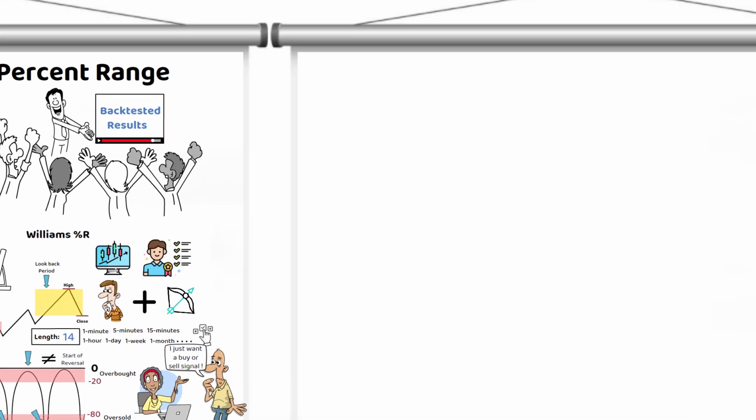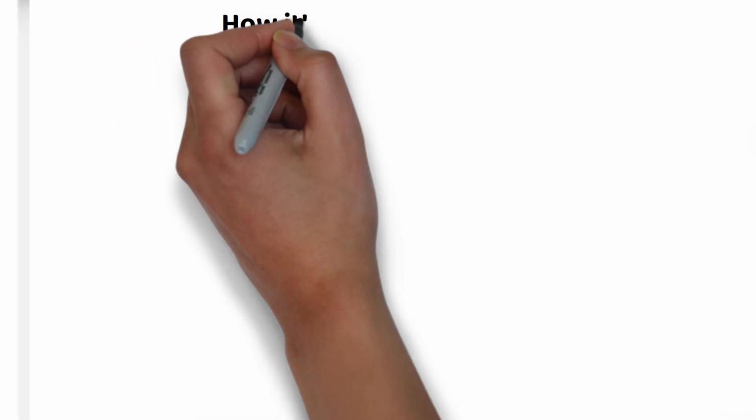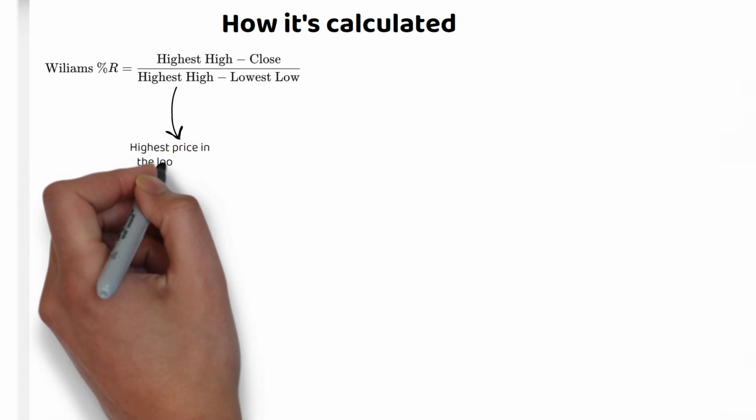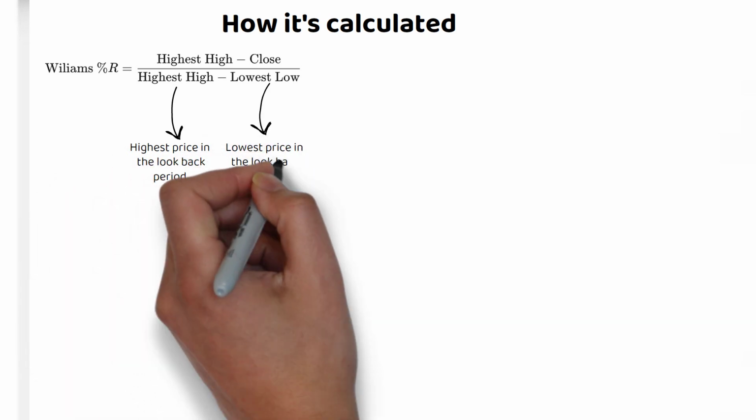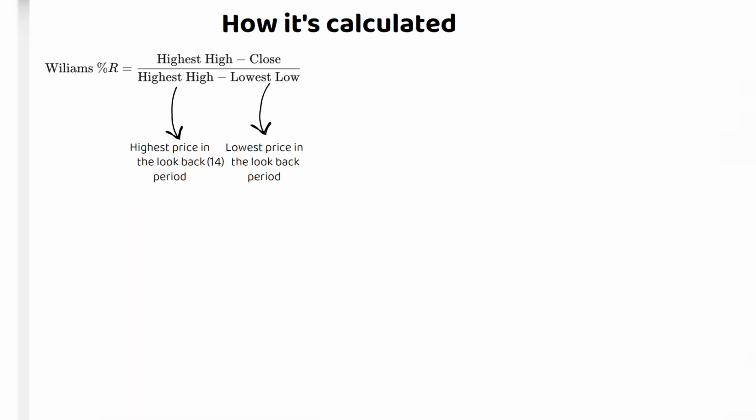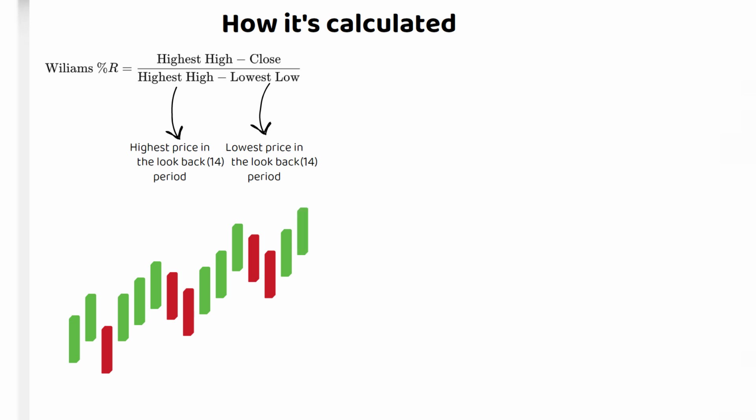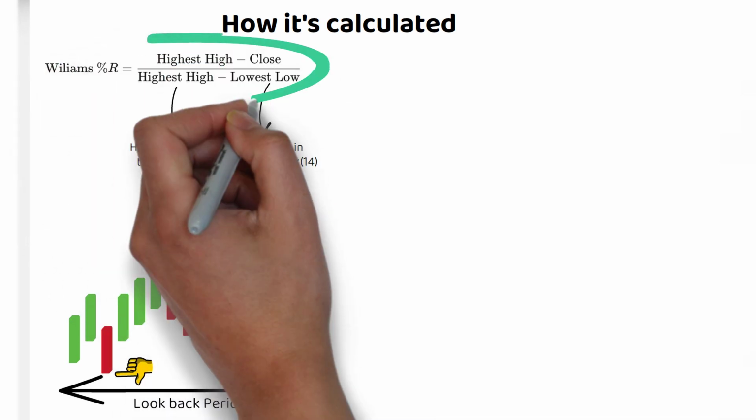Returning to the Williams %R indicator, let's first understand how it's calculated. Here is the formula used to determine the value of the indicator. The highest high is the highest price in the look-back period, and the lowest low is the lowest price in the same period, typically set to 14 intervals. The calculation is straightforward. Identify the highest and lowest prices in the look-back period and plug them into the formula.